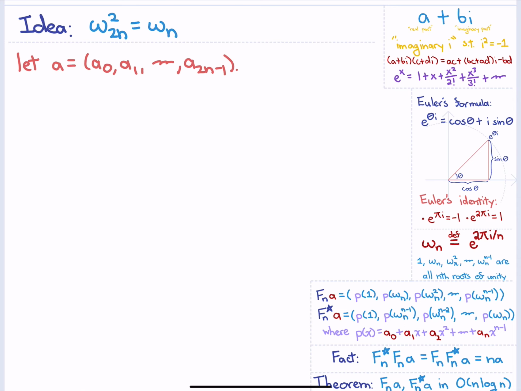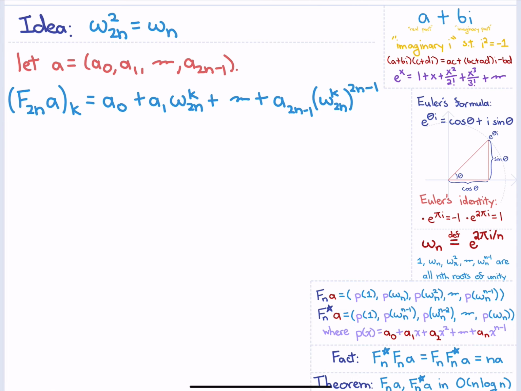Simple. So what do we want to compute? I want to compute 2n different values. Let's look at the kth one for some generic k. I just plugged omega sub 2n, the 2nth root of unity to the k, into the polynomial. So I have a1 times the 2nth root of unity to the k, all the way down to the 2n minus 1 term.